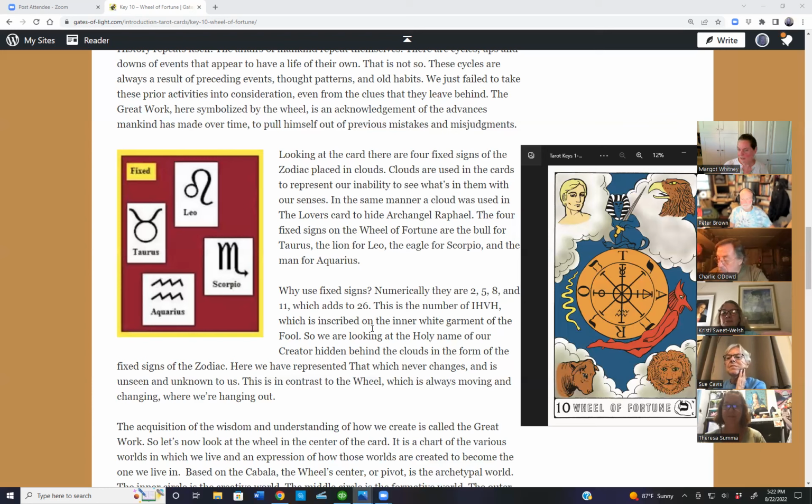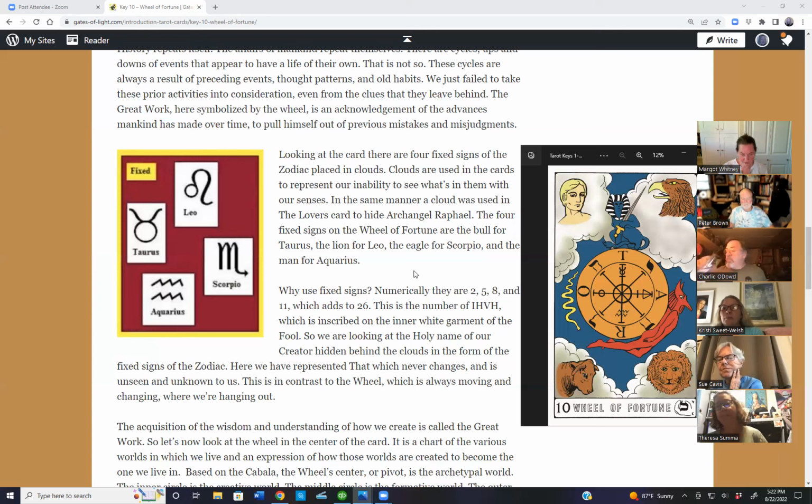In the same manner, a cloud was used in the Lover's card to hide Archangel Raphael. The 4 fixed signs on the Wheel of Fortune are the bull for Taurus, the lion for Leo, the eagle for Scorpio, and the man for Aquarius. Why use fixed signs? Numerically, they are 2, 5, 8, and 11, which adds to 26. This is also the number of Yod-Heh-Vah-Heh, which is inscribed on the inner white garment of the Fool.